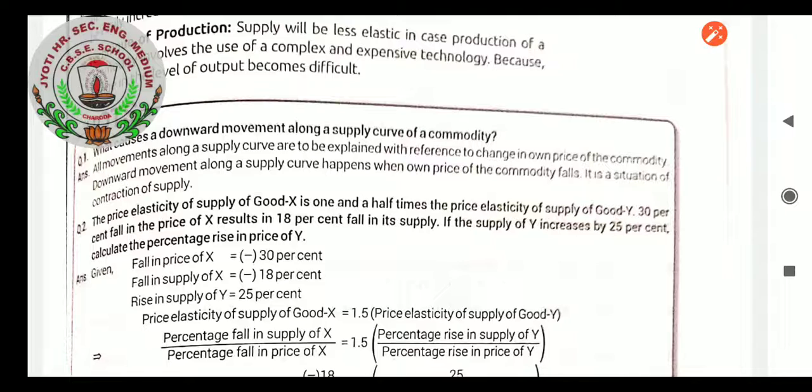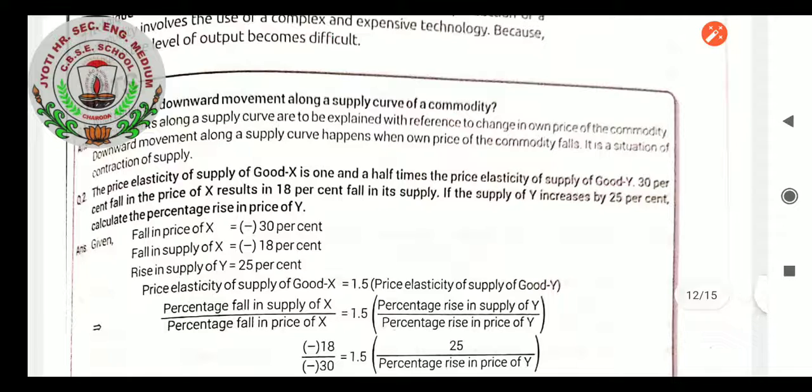Supply depends on the price, we all know. Price and supply have a positive relationship, that we also know: when price increases, supply increases, and when price decreases, supply also shrinks. So according to the formula, percentage change in supply, as we were applying change in quantity upon change in price, the same way it will be applied here.